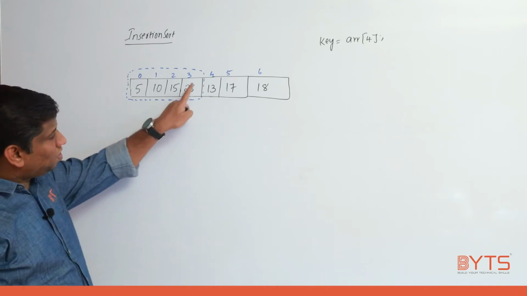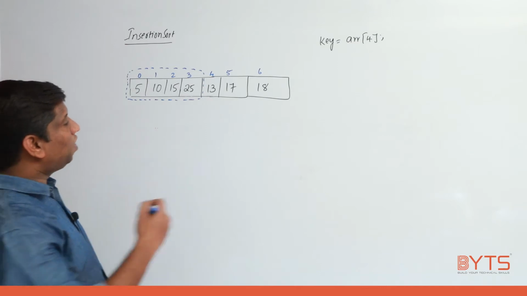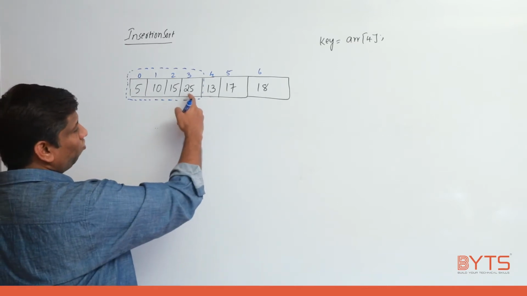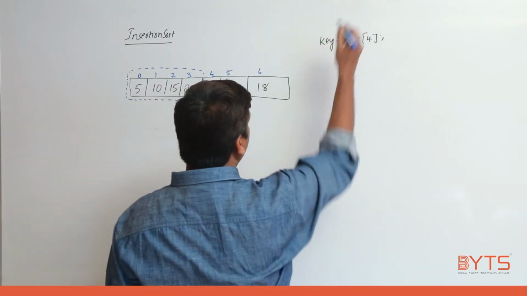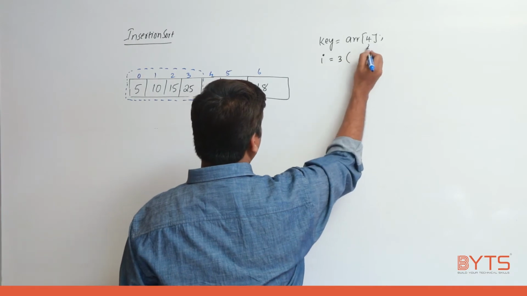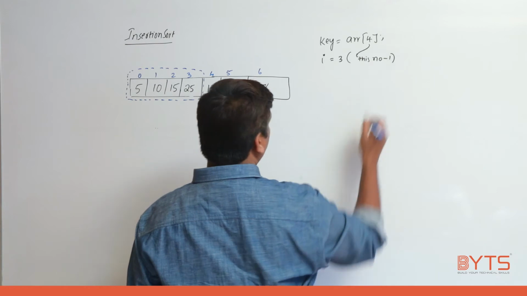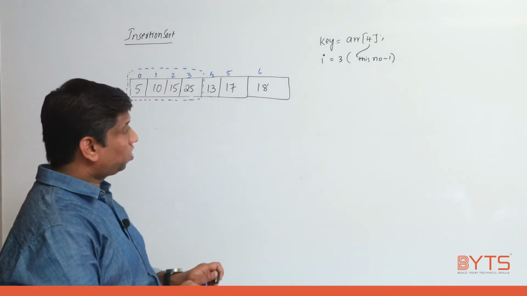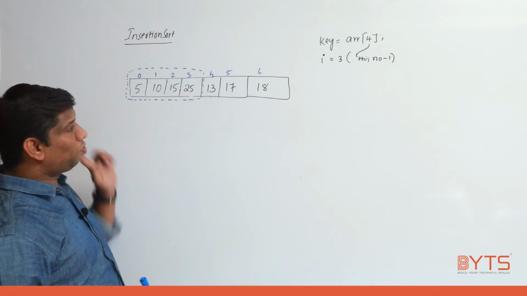If this number is greater than this number, then I need to move this number, right? So I need to start from which number? 25. 25 is present in which index? Index 3. Then what should I do? Something like i is equal to 3. How did you get 3? This number minus 1. I will tell that later. Try to understand. I need to start from 3 and I need to go up to 0.